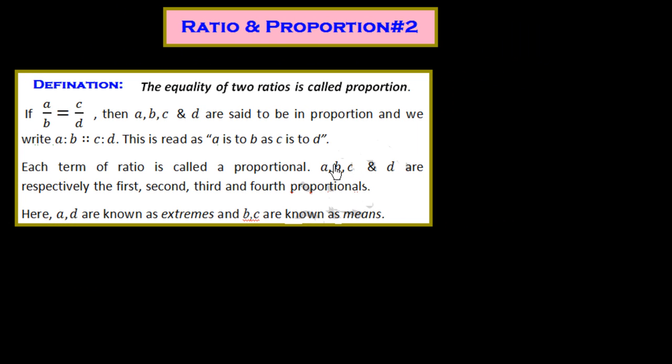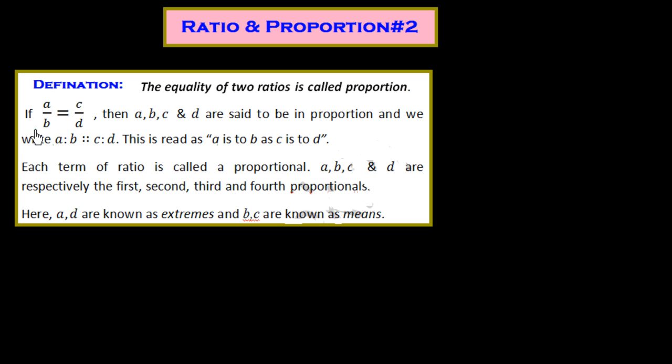Hi friends, in this session of ratio and proportion we study about the proportion. First I would like to define the proportion. The equality of two ratios is called proportion. If we have two ratios A over B and C over D and we show their equality, we put the equal sign between them, so then it is called the proportion.